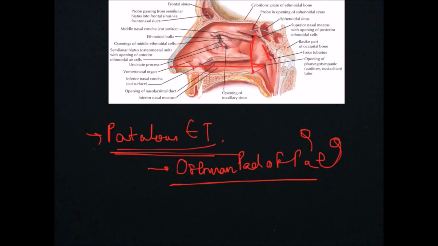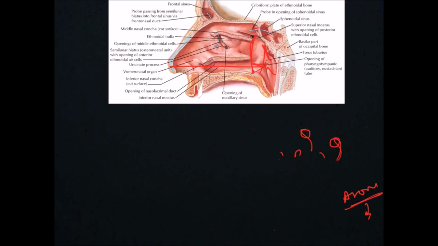So why is this patent Eustachian tube particularly dangerous? Any infections or any fluids can easily reach the middle ear cavity and cause various conditions like ASOM, which can further progress to chronic conditions or complications. So this you must remember. If we follow the inferior meatus, we will reach an important structure that is known as the Eustachian tube opening.